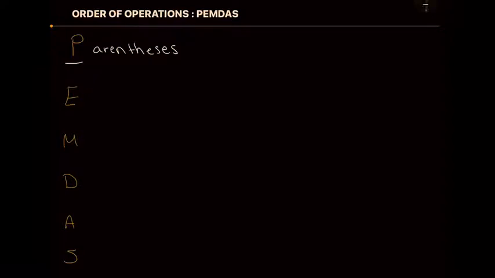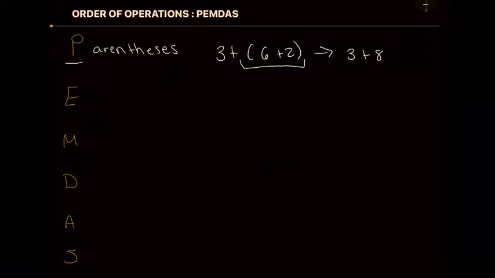For example, if we had 3 plus (6 plus 2), we would have to do the 6 plus 2 first because it's in parentheses. So then we would have 3 plus 8, and once we do what's inside the parentheses, we can actually remove the parentheses, and then we get 11.